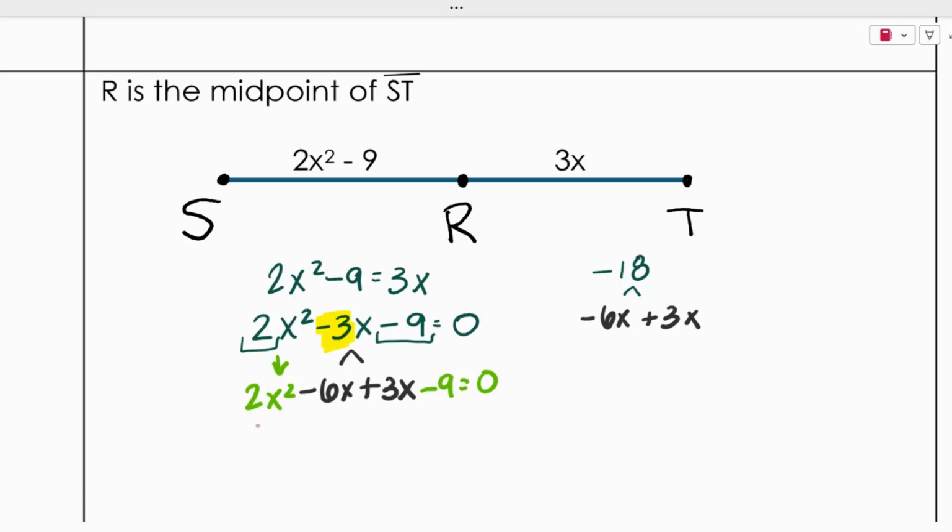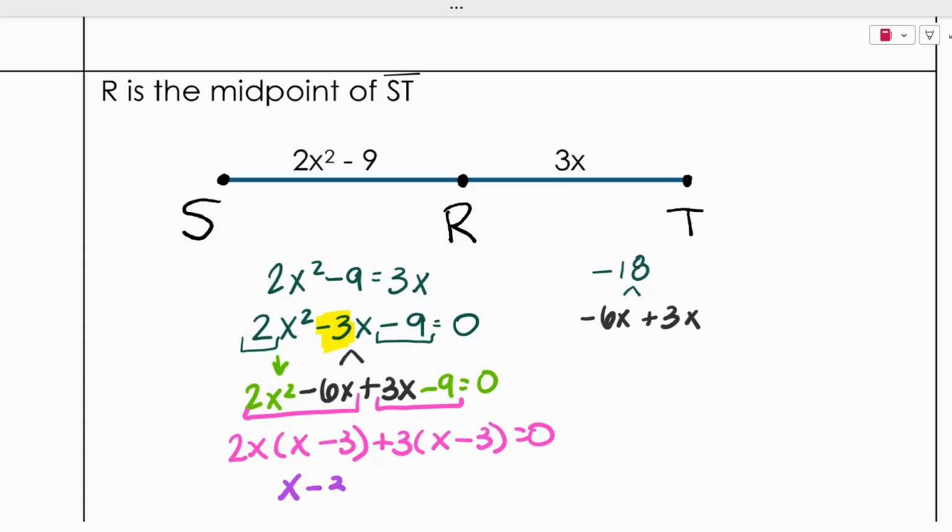And now I can finally factor this by a method called grouping. So in order to factor by grouping, I'm going to factor out in the first two terms a 2x, that leaves me with x minus 3. And in the second two terms, I'm taking out a positive 3, also leaving me with x minus 3. That's how you know that you've done the factoring correctly, because your parentheses match. So one factor is going to be x minus 3. The other factor is going to be 2x plus 3.